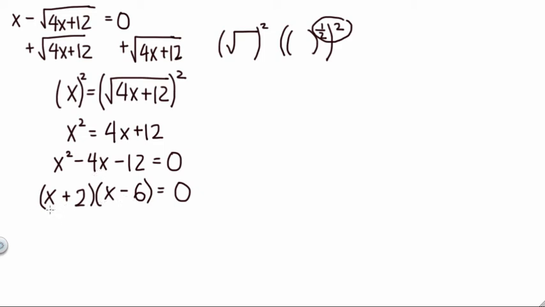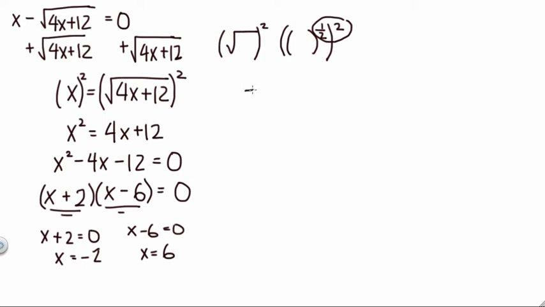So now I can apply the zero product property. Our textbook calls it the zero factor property: if you have two things multiplied equal to 0, then either one of them is 0 or the other one is 0. So the two solutions that we get are from these two equations. We get x equals negative 2, and x equals 6. But now we have to make sure that it makes sense within the problem that we have. So we're going to plug things back in and verify that this is a solution for this problem.